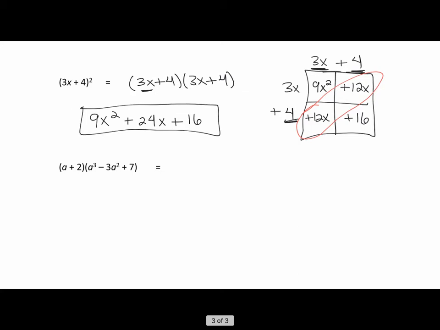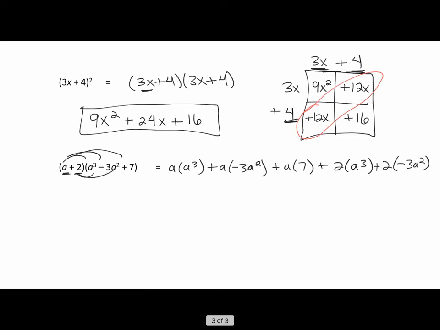And for the last problem, I'll show you both methods. So let's just distribute each term of this binomial to each term of the trinomial. So a times a cubed plus a times negative 3a squared plus a times 7. Now let's distribute 2 to each of these terms. So 2 times a cubed plus 2 times negative 3a squared plus 2 times 7. Each term to each term.